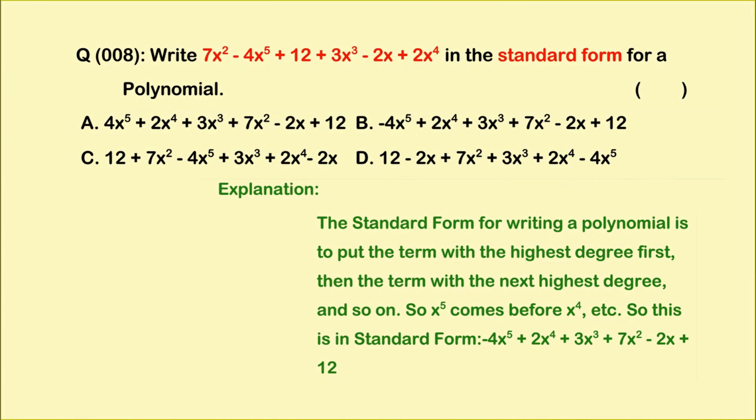Question number 8. Write 7x square minus 4x to the power of 5 plus 12 plus 3x cube minus 2x plus 2x to the power of 4 in the standard form for a polynomial. The standard form for writing a polynomial is to put the term with the highest degree first, then the term with the next highest degree and the next highest degree. So x to the power of 5 comes before x to the power of 4 and x to the power of 4 comes before x to the power of 3, like this. So the standard form of the given polynomial is minus 4x to the power of 5 plus 2x to the power of 4 plus 3x to the power of 3 plus 7x square minus 2x plus 12. So the right answer is B.